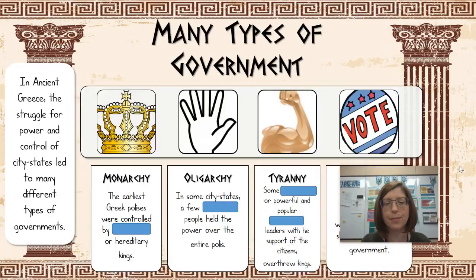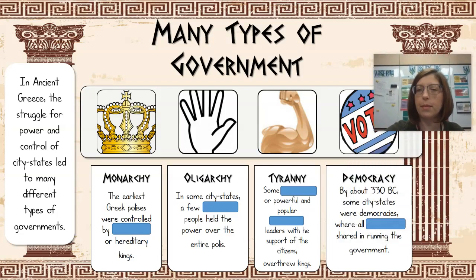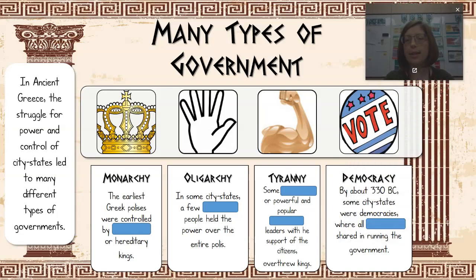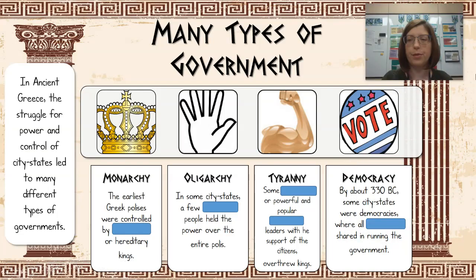Okay, let's keep going. Many types of government. In ancient Greece, the struggle for power and control of city-states led to many different types of government. I'm going to move my little camera up here so you can see them all. Is that better? Okay. So we're going to start with monarchy. The earliest Greek polises were controlled by monarchs or hereditary kings.